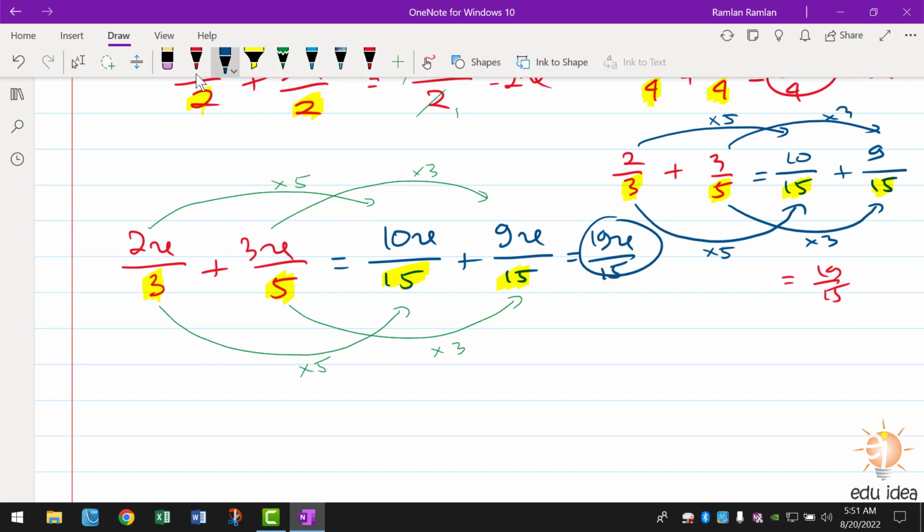So just make sure that the final answer is in the simplest form of fraction. Well, you don't have to change this into a mixed fraction. Just leave it like this.